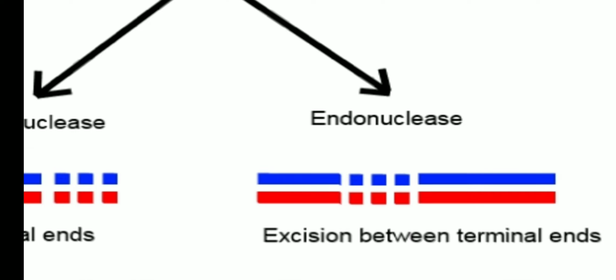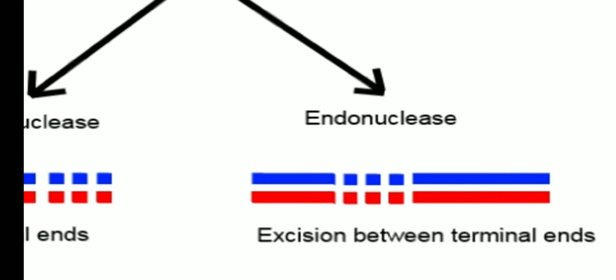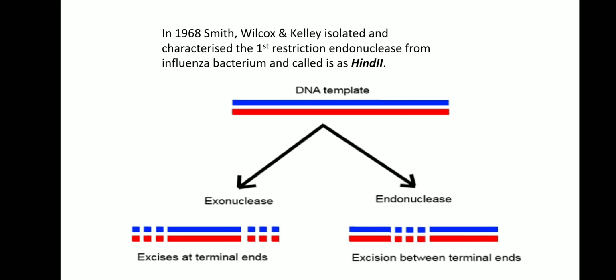So restriction enzyme, previously we discussed, has the quality to cut the DNA at a specific location. Restriction enzyme belongs to the endonuclease enzymes, because endonuclease enzyme is capable of cutting the DNA at a specific location. So this restriction enzyme is also called restriction endonuclease enzyme.